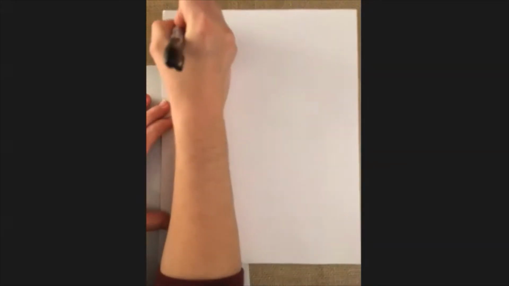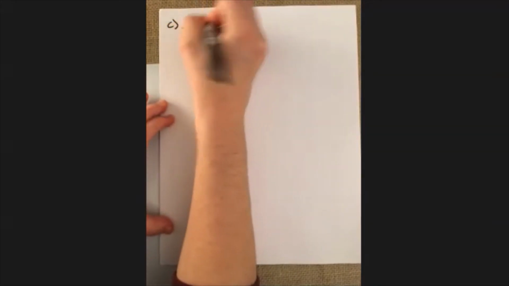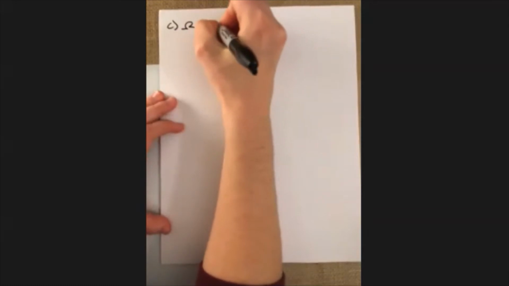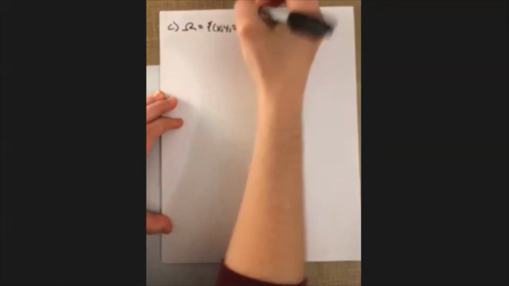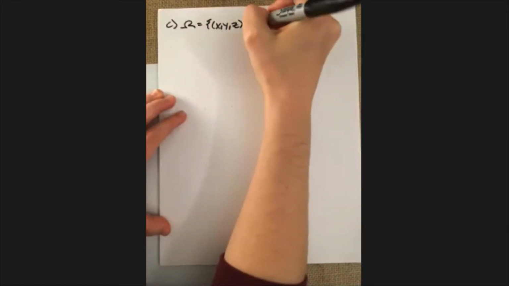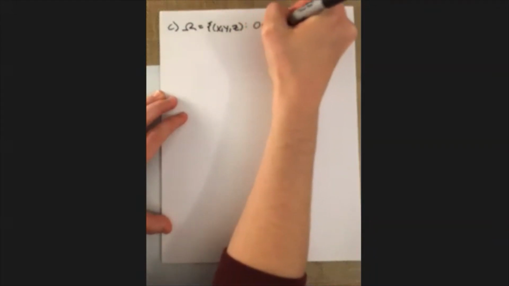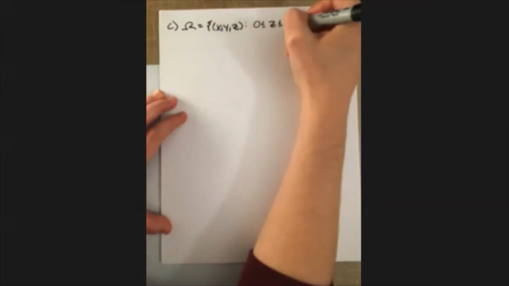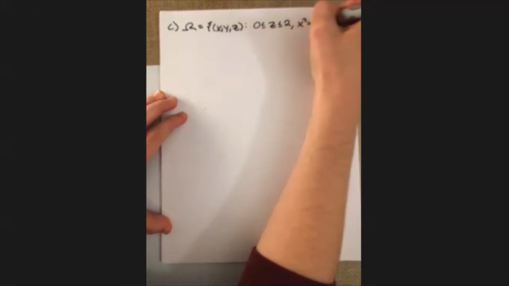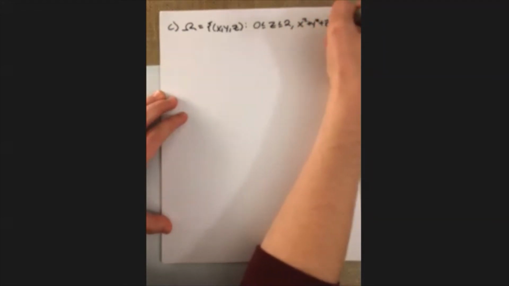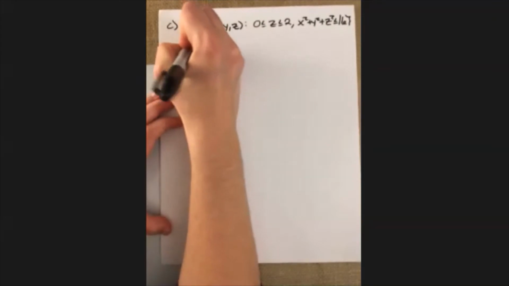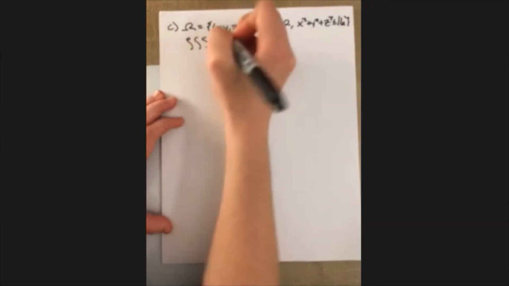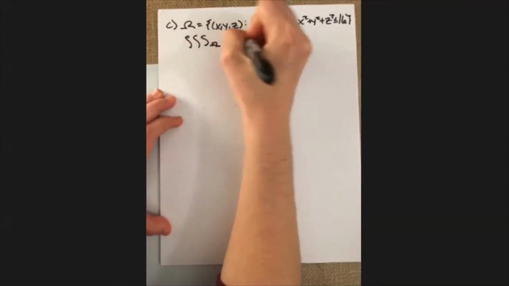Next problem, we have omega equal to the set of points x, y, z, such that 0 is less than or equal to z less than or equal to 2. And then we have x squared plus y squared plus z squared less than or equal to 16. And the integral that we're wanting to look at is the triple integral over omega of z dv.